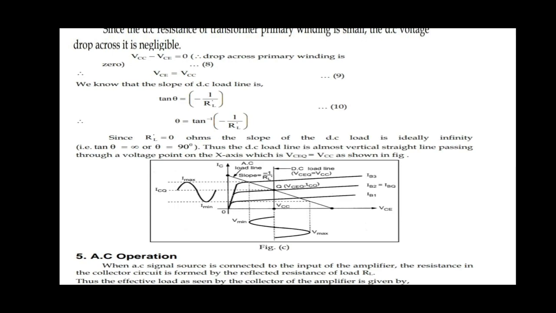We know that the slope of the DC load line is given by tan theta equal to minus 1 by RL dash. So RL dash equal to 0 ohms. The slope of the DC load line is ideally infinity. Tan theta is infinity, theta value is 90 degrees. Thus the DC load line is almost a vertical straight line passing through the voltage point on the x axis, which is VCQ equal to VCC.